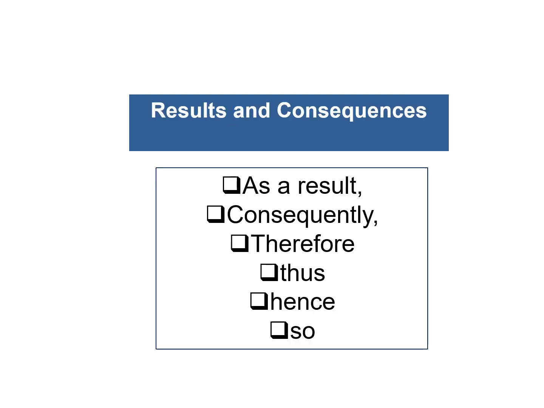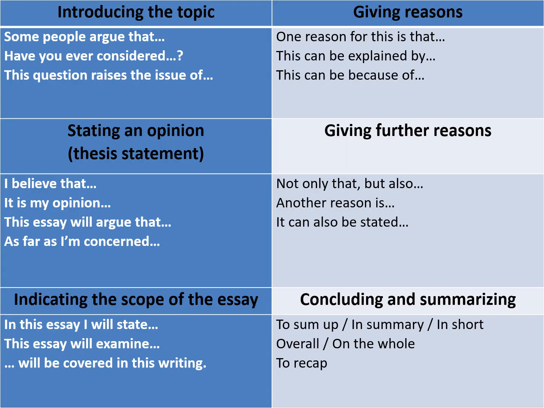Here are the words which you can use to write the results or the consequences of something you may have written in your paragraph. The words are as a result, consequently, therefore, thus, hence, so. You have given a point and you explained it by giving an example and you want to show the result of it, what will happen. At that time, you make use of these words.